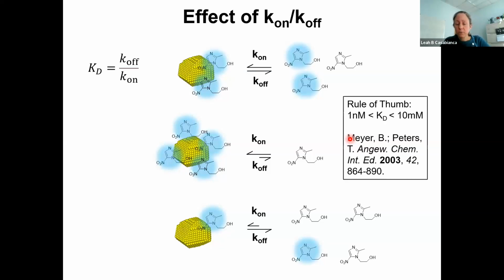So as a rule of thumb, the STD effect can be used for KDs between about 1 nanomolar and about 10 millimolar. So again, it's not good for every system, but when it is, the STD effect can really give us a lot of information.